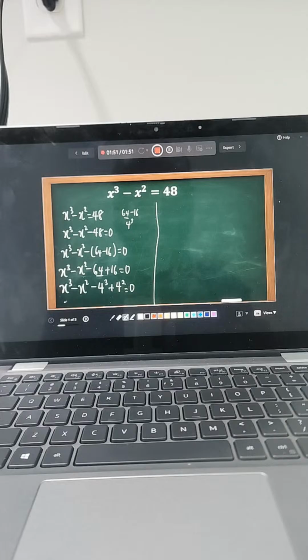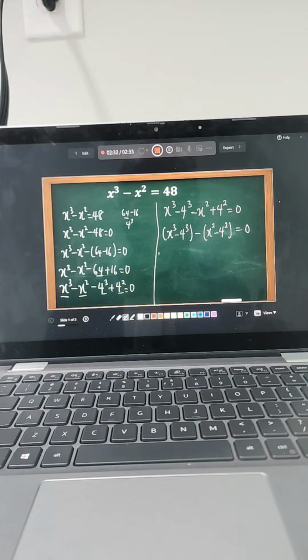Here we have two terms. We have the cube and we have the square. Let's group them together. So here I'm going to have x to the power of 3 minus 4 to the power of 3, then minus x to the power of 2 plus 4 to the power of 2 equals 0. Let's put this in parentheses to make more sense: x to the power of 3 minus 4 to the power of 3, minus x to the power of 2 minus 4 to the power of 2, equals 0.